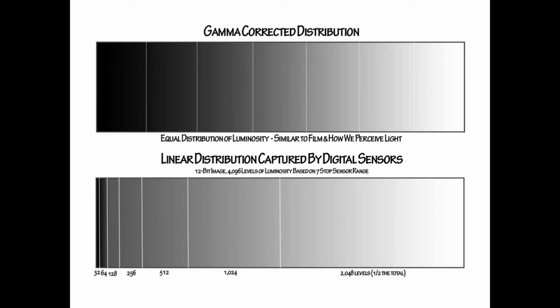This is similar to how film records light. It's adaptive and represented on a logarithmic scale. The bottom graphic demonstrates the linear capture process, and that's how your digital sensor captures and records light. It's very different. Notice in particular how few levels of light are recorded in the darkest tones of the luminance range.